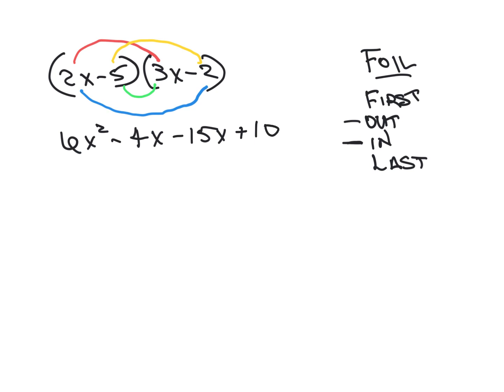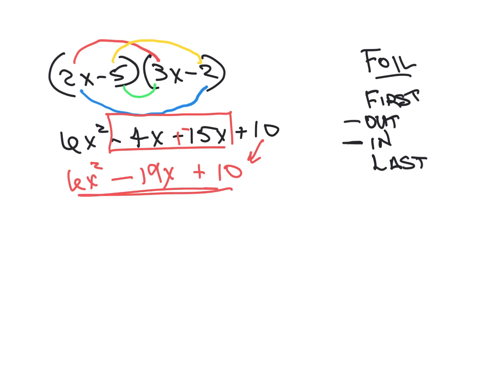And then I combine like terms. Almost all the time, the only like terms will be the inside two. So 6x squared, negative 4x minus 15x, make that a plus, make that a minus. Signs are the same, so we add them. 15 plus 4 is 19x. And the sign on both of those is negative, so we get that. And then we add 10 here, and that is it.